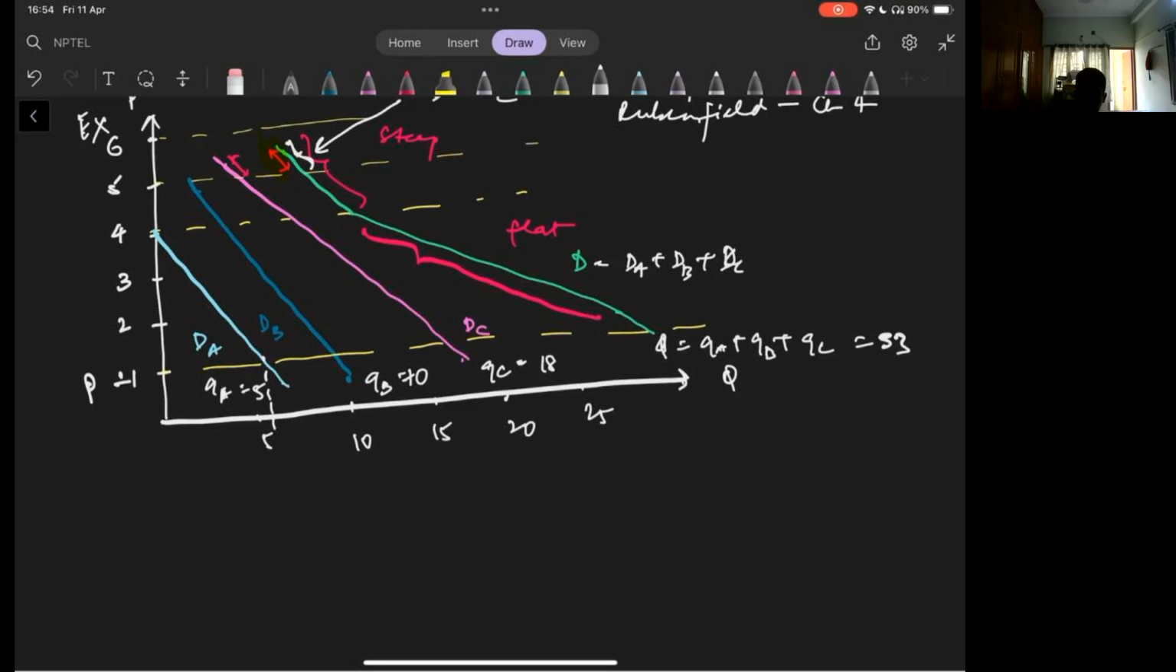Yeah, you have to draw these diagrams yourself, otherwise you will not understand it. We are talking about how Q is varying with P. Flatness means Q is very high with respect to P. Steepness means Q is less with respect to P. Flatness means high.